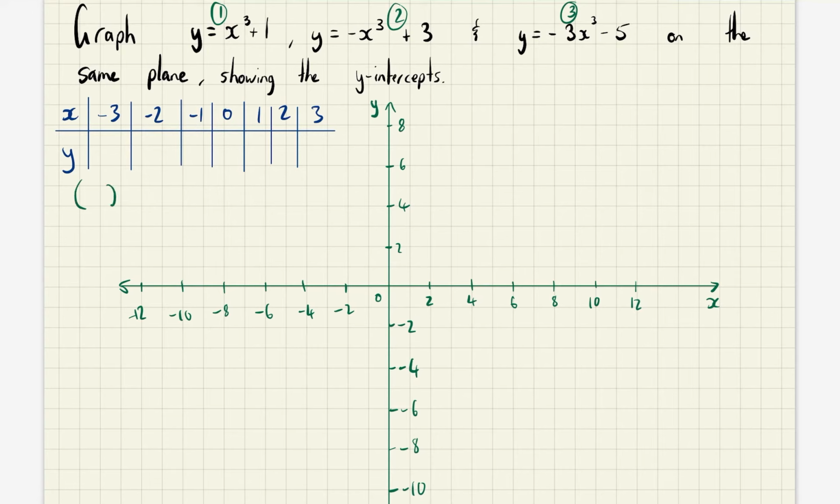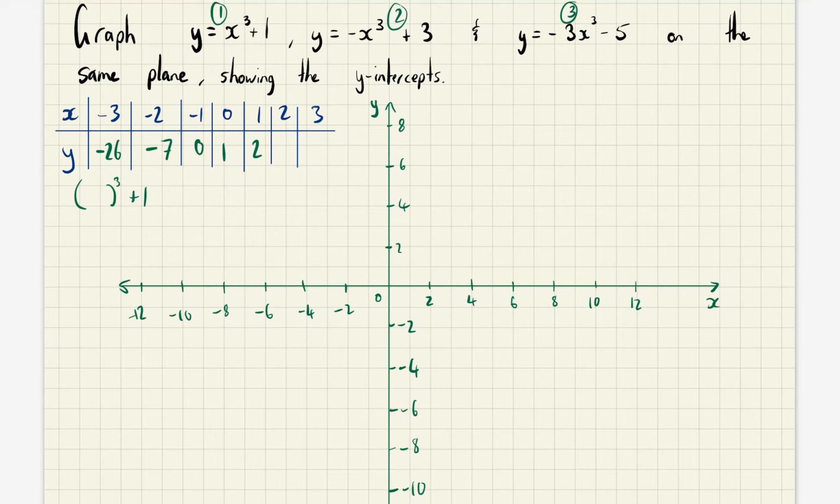And what I'll do is I'll rewrite how I would write it in the calculator. So I'll write it as bracket cubed plus 1. So I'm going to go through and pop it in there. So I'm going to have -3 cubed plus 1, and -3 is in the brackets. I get -26. That's not going to fit on my graph. -2 is -7. That will. -1 is 0. 0 is 1.